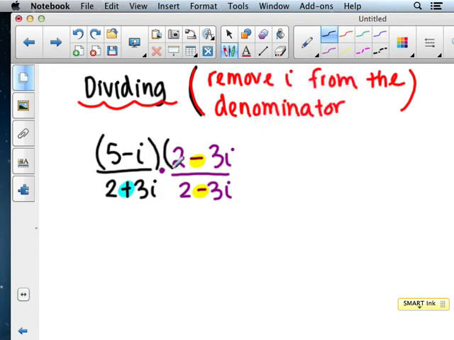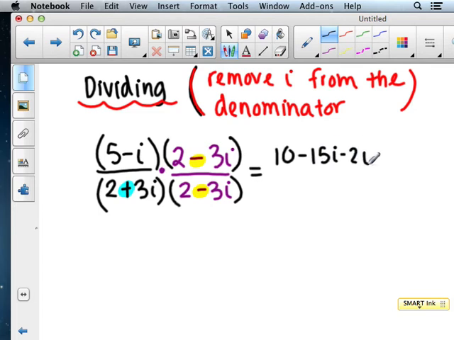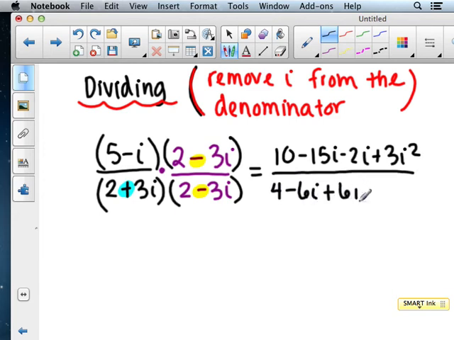And now I'm just going to double distribute everything. So 5 times 2, 10, 5 times -3i, -15i, -i times 2, -2i, -i times -3i is positive 3i squared. All over 4 minus 6i plus 6i minus 9i squared. Now be careful of your i squareds. What does i squared equal?